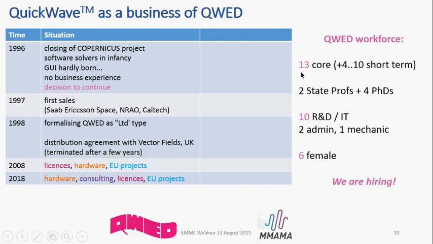Our current workforce is 13 people, it's 4 main co-authors and our permanent staff. The team is led by 2 state professors and 2 PhDs. All our employees have at least a master's degree. And you can see we are very well balanced in terms of gender. That varies period to period, but essentially 50% of the company are female engineers. And we are hiring, just a note in case anybody wants to experience working in an SME in Poland.